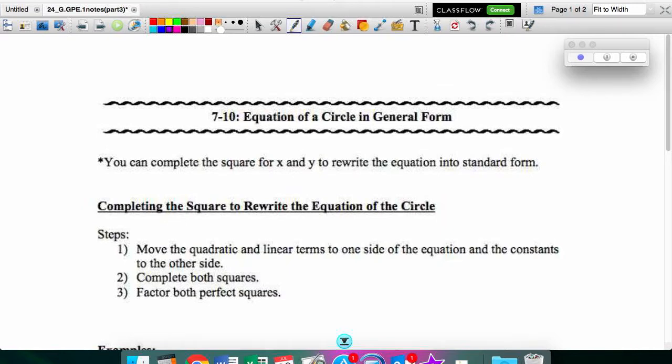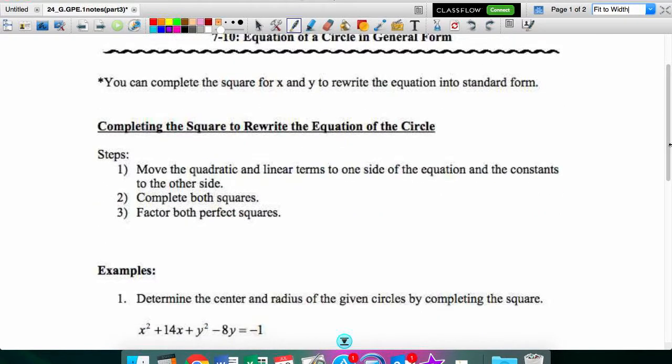710. Equation of a circle in general form. If an equation is given in general form, we can rewrite it into standard form by completing the square, not once, but twice. Let's take a look at the directions for how to do this.